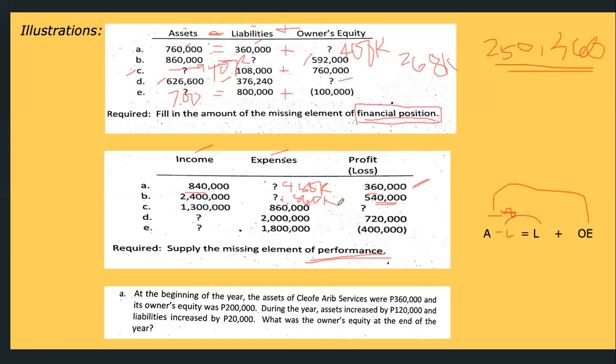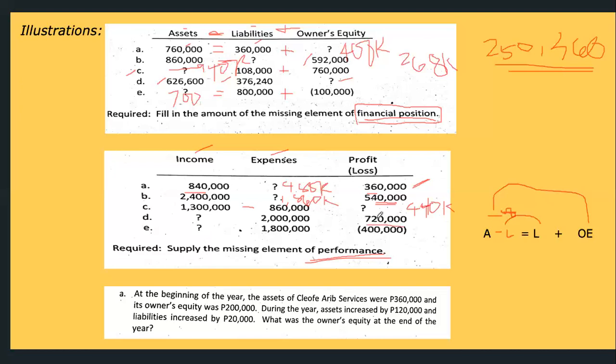So, that's 1,860,000. So, letter C, you have total income of 1,300,000. You have expenses of 860. How much is the profit or loss? So, simple. That's 1,300,000 minus 860. That's 440,000. Okay, very basic. Okay, letter D. The income is missing, you have expenses of 2 million, but still you have a profit of 720,000.